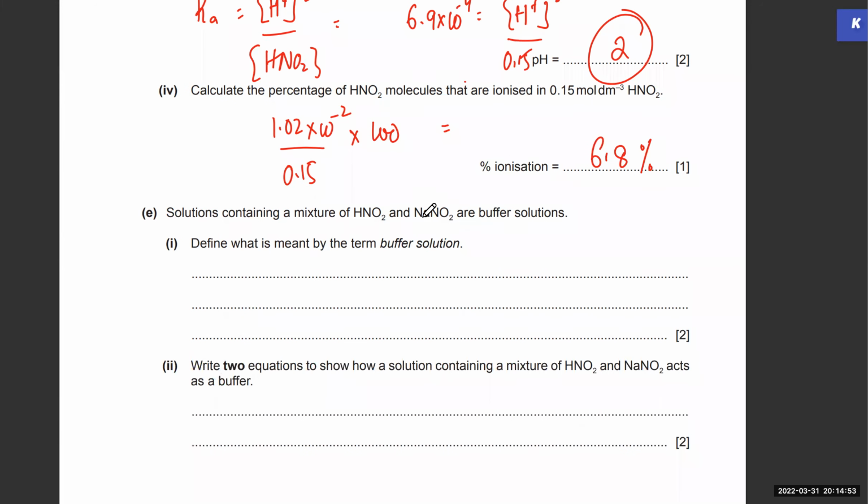Now define what is meant by the term buffer solution. So it's a solution that resists a change in pH when a small amount of acid or alkali is added to it. Not large, but small amounts of acid or alkali are added.